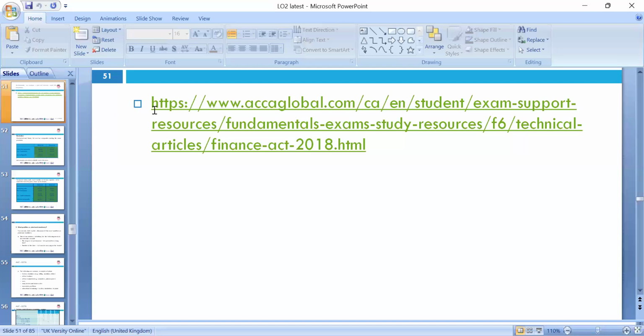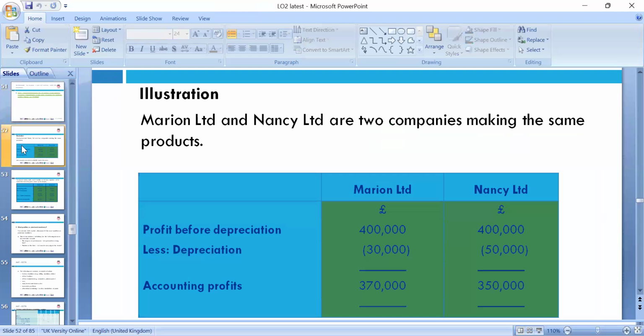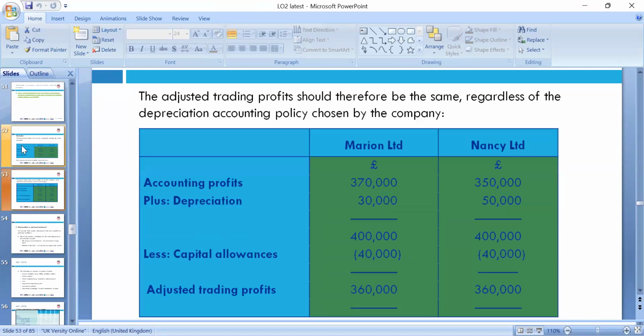Okay, so please, we have included the example here. You can copy the link and look at it. We included an example of the profit before depreciation, less depreciation. Please note, depreciation is not an allowable expense for tax purposes. You have to add it back. So that's the accounting profit we have. Then plus depreciation, we have to add it back.